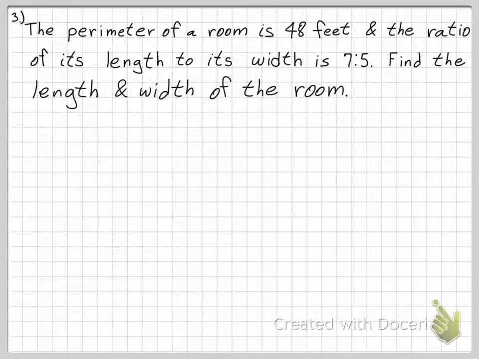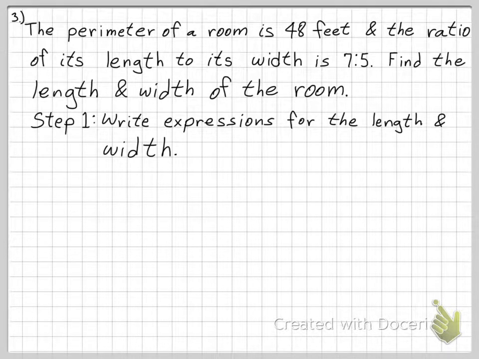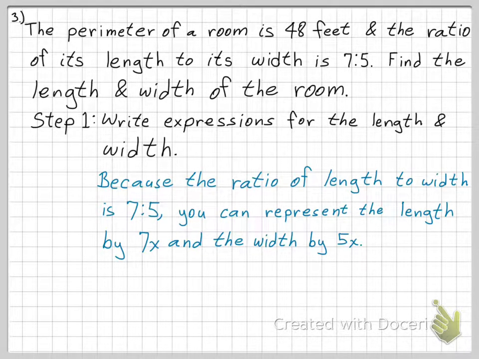Okay? So let's move on to this problem. We have: the perimeter of a room is 48 feet, and the ratio of its length to its width is 7 to 5. Find the length and width of the room. Okay, so step 1 will be to write the expressions for the length and width. And since we know that the ratio of the length to the width is 7 to 5, we can represent the length by 7x and the width by 5x.